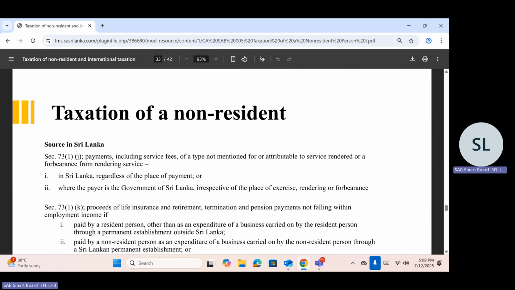It says if the place of management is in Sri Lanka, any type of payment shall be considered as a source in Sri Lanka. And where the payer is the government of Sri Lanka, expenses with the place of exercise. Any other services? Service fee payment not mentioned above, any other payment, if the payment is made from Sri Lanka, shall be considered as a source in Sri Lanka. In the case of government, we are not bothered about where the place of exercise is.